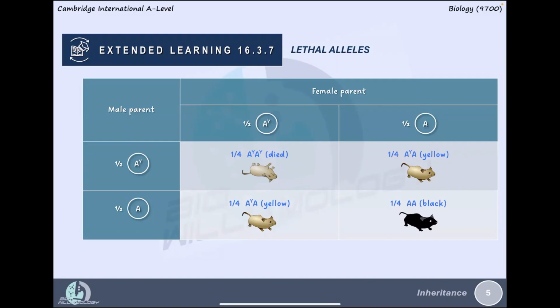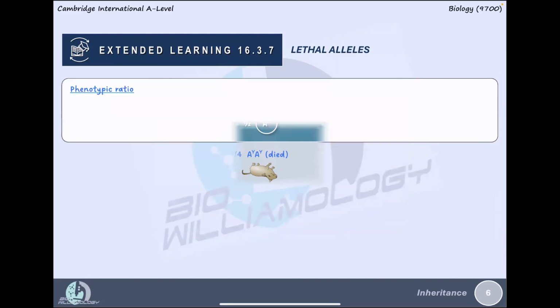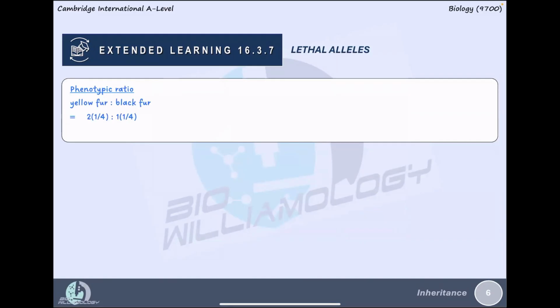Okay, so look at the cross again. In this case, we won't be able to get 3-to-1 because of those dead mice. In fact, we shouldn't call them dead mice because they died in the embryonic stage. We won't be able to see the mice at all. So what is the phenotypic ratio? Yellow fur to agouti fur will be in the ratio of 2-to-1. So the yellow fur allele AY is a lethal allele when in the homozygous condition.